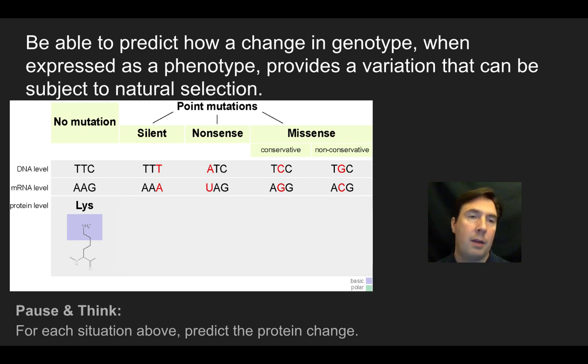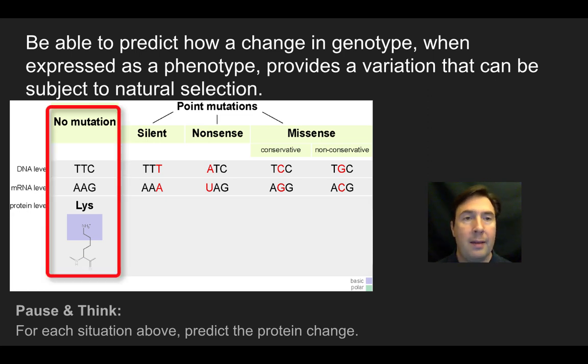And so what I have here is our first example, which is no mutation. In this no mutation example, if the DNA is TTC, we will produce AAG at the mRNA level. AAG will then be translated into lysine. And so this is our no mutation wild type example.